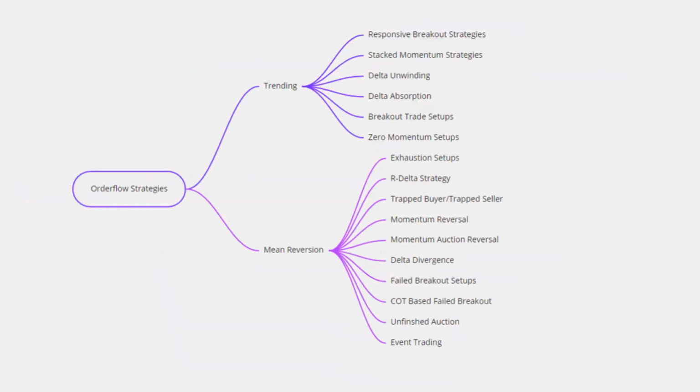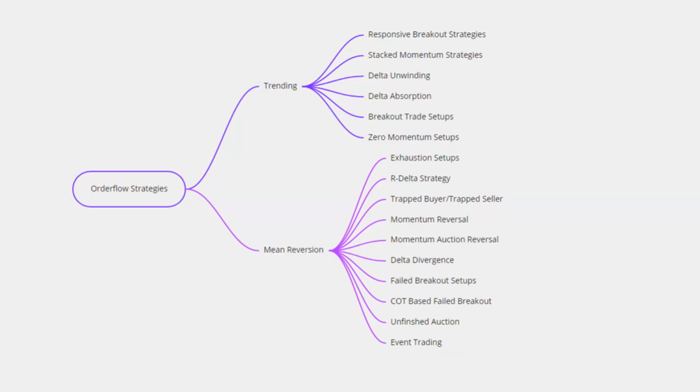So these are the list of strategies I'm going to talk about in Converge 2020 as well. Along with that, two more extra strategies I want to discuss. So responsive breakout strategies, stacked momentum strategies, delta unwinding, delta absorption, breakout trade setups, zero momentum setups, then exhaustion setups, which are delta trading strategies, trapped buyer or trapped seller, momentum reversal, momentum auction reversal, delta divergence. Especially delta divergence combined with exhaustion setups is one of my favorite trading strategies.